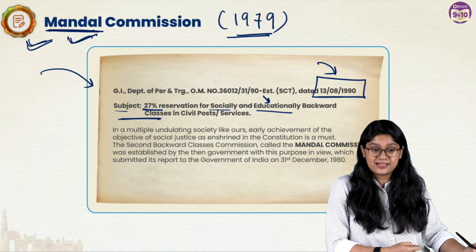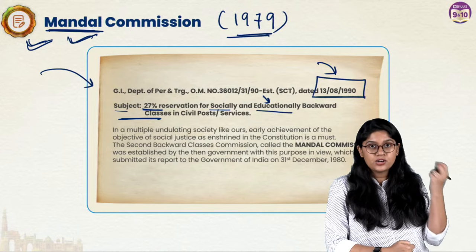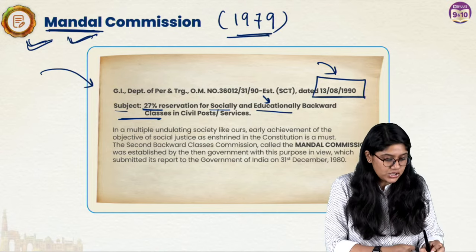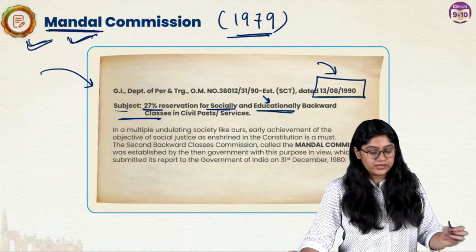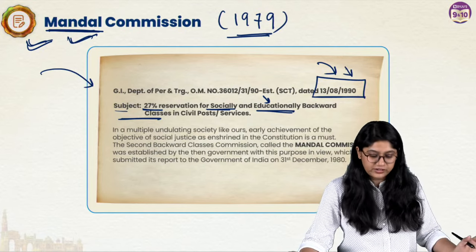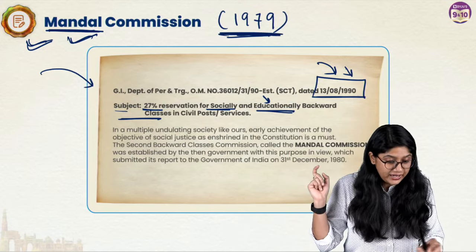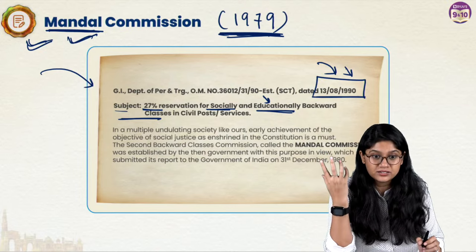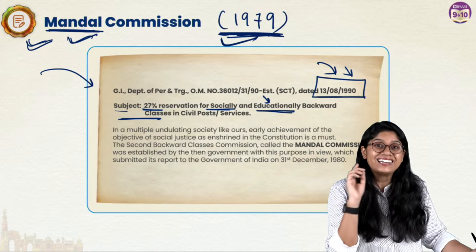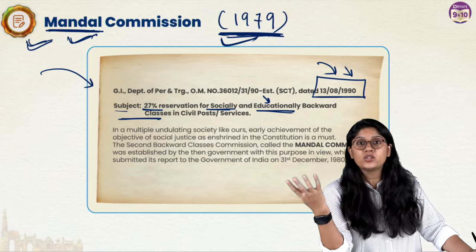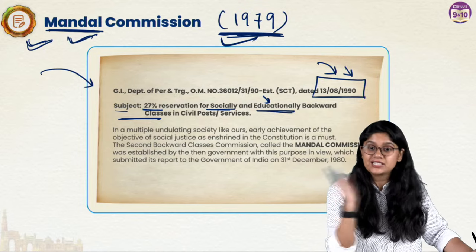I'm just explaining that. The aim was to find what the government can do to provide equal opportunity to the socially and educationally backward classes. So what happened in the year 1990? We saw that this circular came, but it came after years and years of waiting. This commission was formed in 1979, and now it came into reality in 1990. So you can all imagine how many years it took in between.